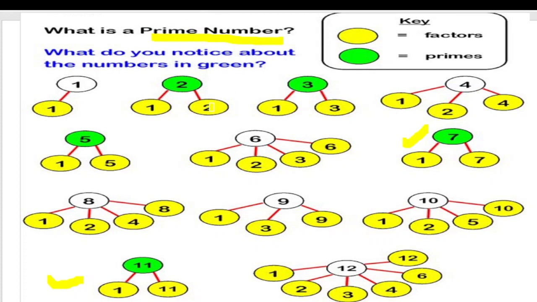2 is a prime number. 3 is a prime number. 7 is a prime number. 5 is a prime number. And 11 is a prime number. 2 has two factors 1 and 2. 5 has 1 and 5, two factors. And 7 has two factors 1 and 7. And 11 has two factors 1 and 11. These are prime numbers.